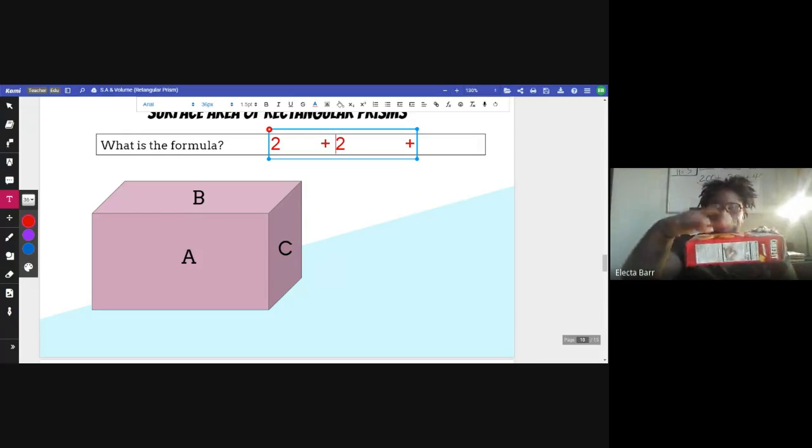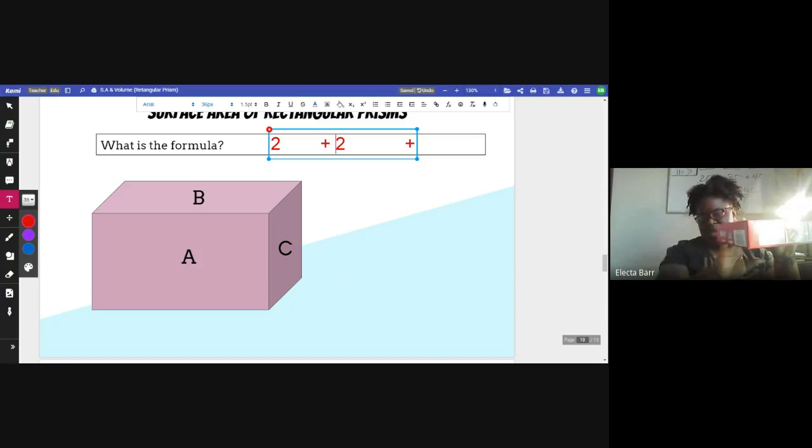And then the last part. So I've got my A, my B, my B. And now I'm going to do my C, which is I'm going to use this side. So I'm going to write C.